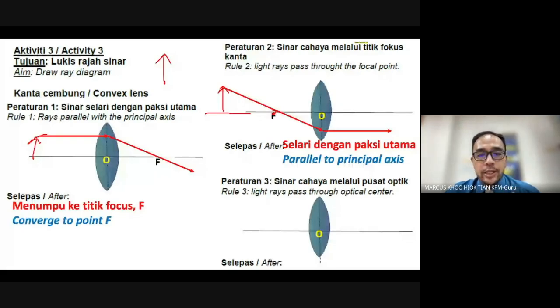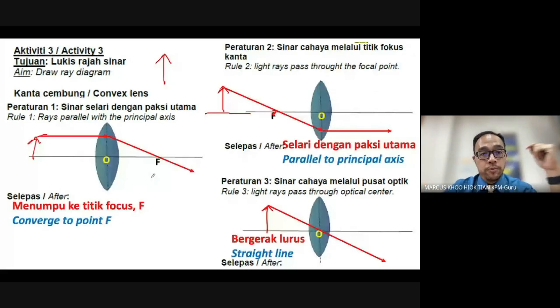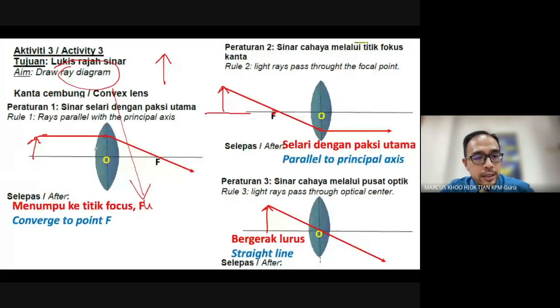The third one is the ray from the object that passes through the optical center. It just passes straight through like that. Let's say the object is here like this. Just draw one light ray passing through the center. There's no change of direction in this case. When you follow these 3 rules, then you will be able to find where the image is. So the purpose of drawing the ray diagram is to find out where the image is.